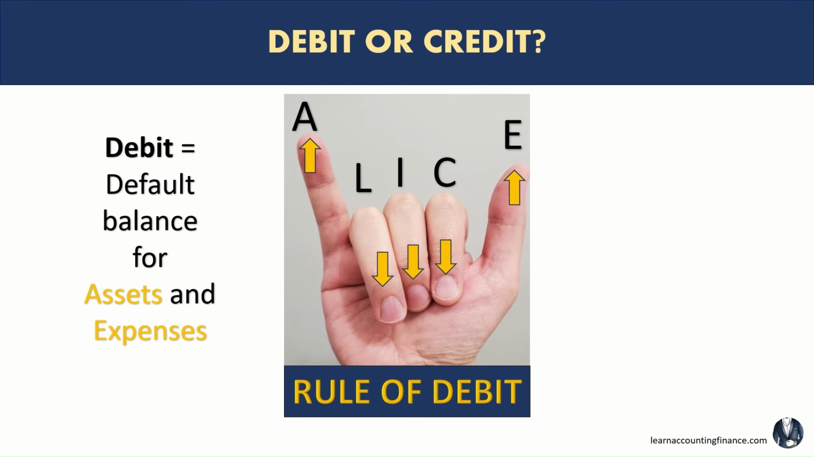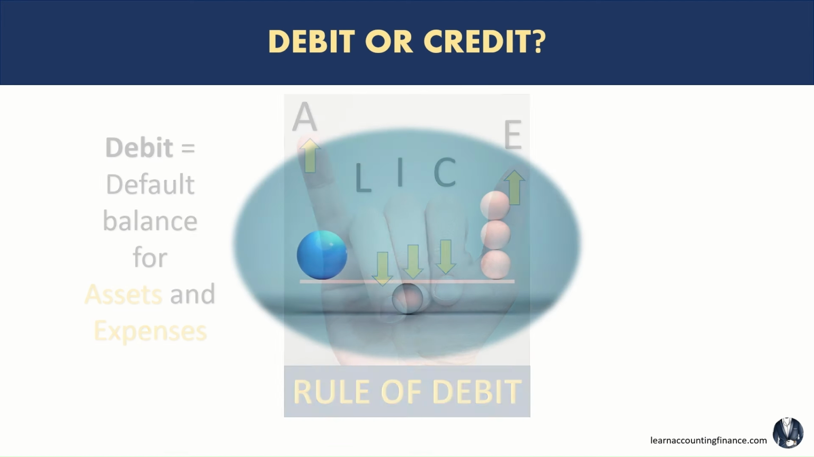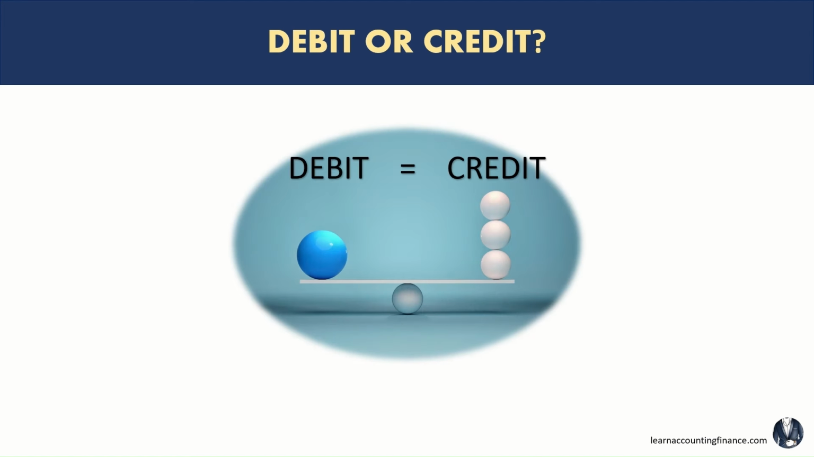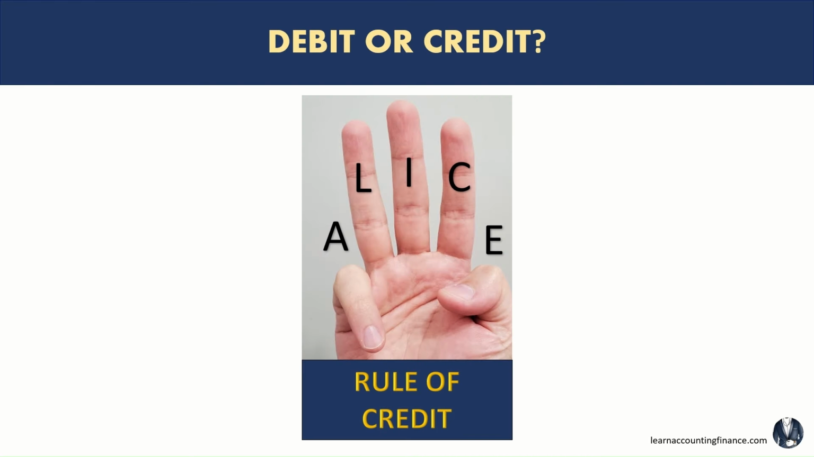You know, in accounting, credit is the opposite of debit. For every accounting entry, the amount of debit is always equal to credit. Using the same hand we used to learn the rule of debit, if you now flip the position of your fingers like this, you will have the rule of credit.